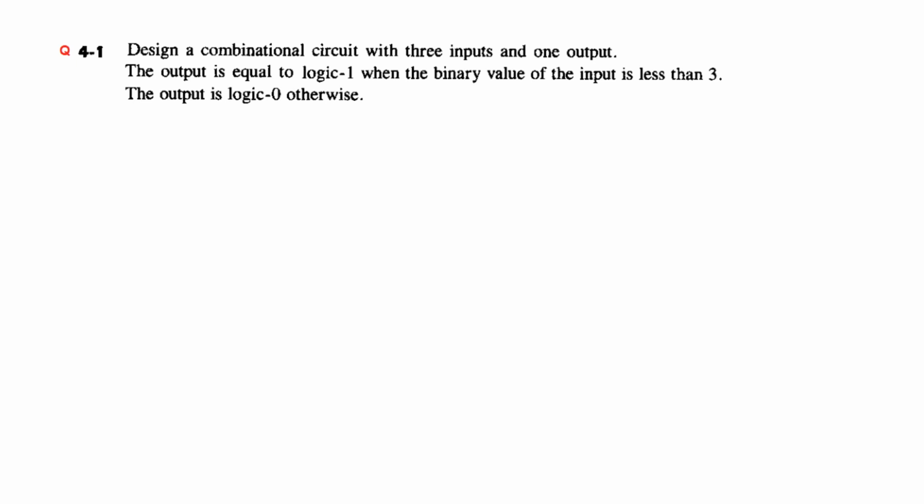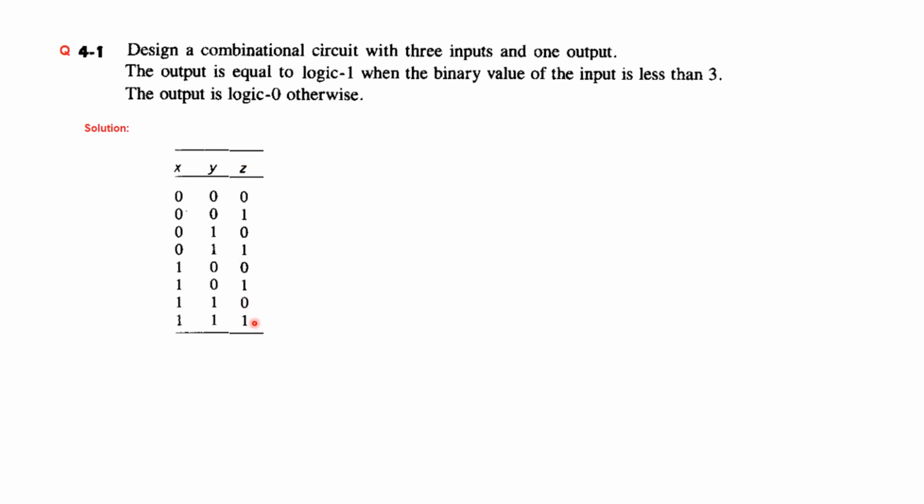And finally, one simple example. Question number 4.1. Design a combinational circuit with 3 inputs and 1 output. The output is equal to logic 1 when the binary value of the input is less than 3, and the output is logic 0 otherwise. So let's see how we implement it in terms of a truth table. So this is the truth table.